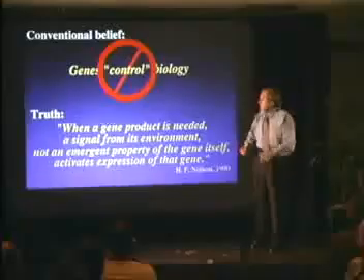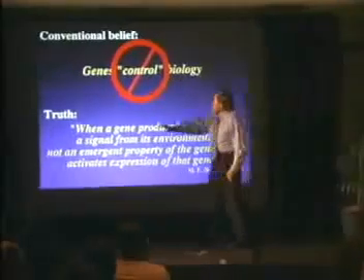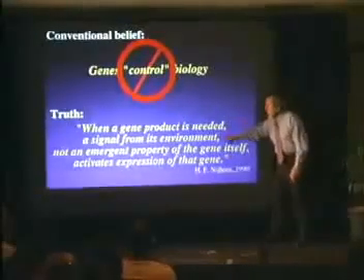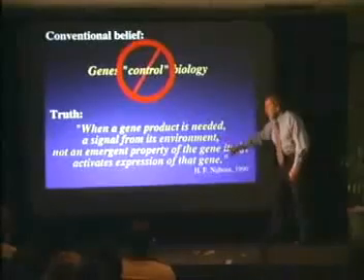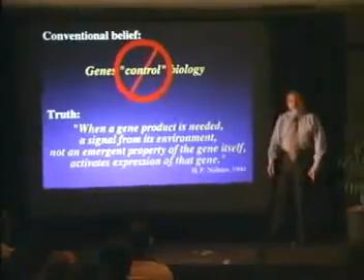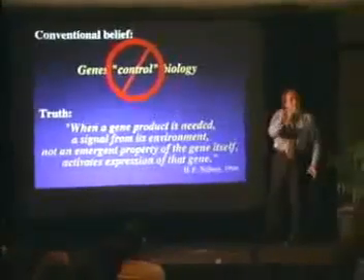to be activated. And why would a gene be activated? To make the proteins for the cell that needs to do the behavior. So the truth statement is this: When a gene product is needed, a signal from its environment, not an emergent property of the gene itself, activates expression of the gene. Well, that's somewhat of a complicated sentence, so let's simplify it.